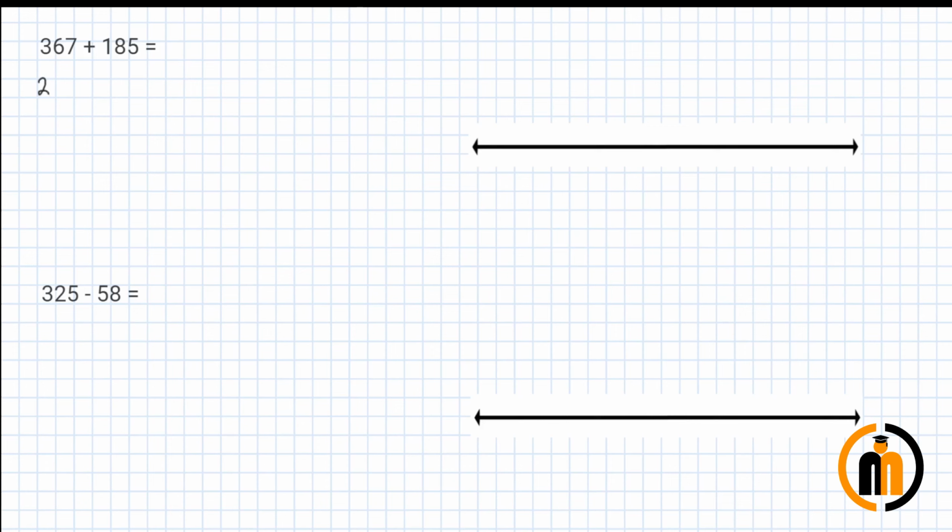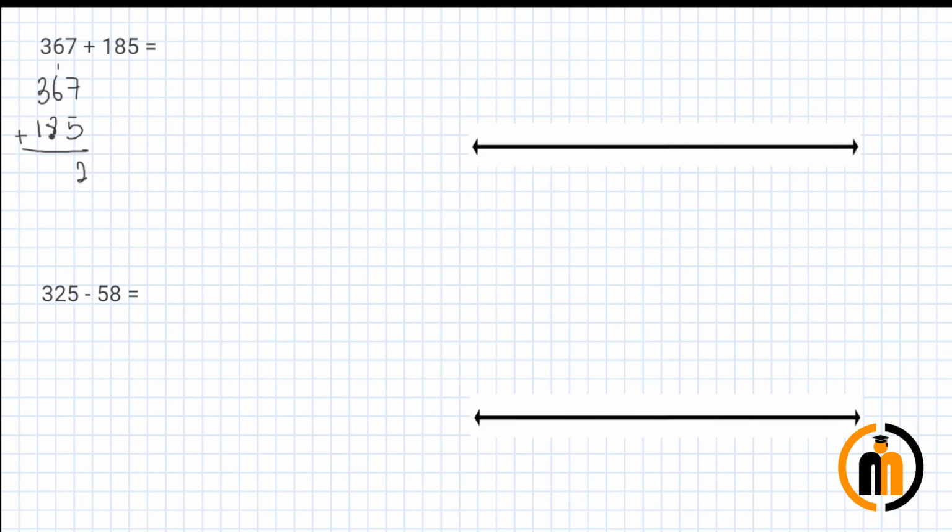So typically one of the methods that you will use is simply adding them by this column method, right? So let's do this first. Let's solve this, then we'll get to the number line. We have 367 plus 185, right? So 7 plus 5 will give us 12. 2 will be written down here, and the 1 from 12 will be put up here.